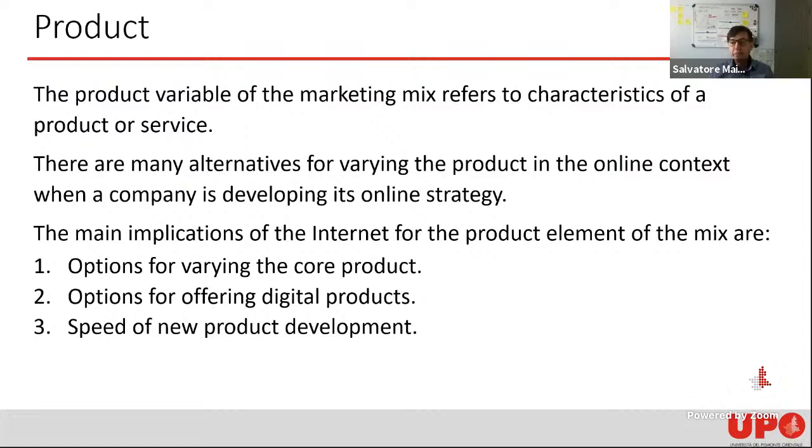Option for offering digital products. All of us got books, right? But Amazon came around and said, hang on, you don't have to buy traditional books. I give you the Kindle, an alternative product. So we don't have to cut the trees to produce paper anymore. You can just read online. And the speed of new product development is really, really important. Sometimes you can deliver the same product or a new product much faster than what you used to do. So this concerns the product.